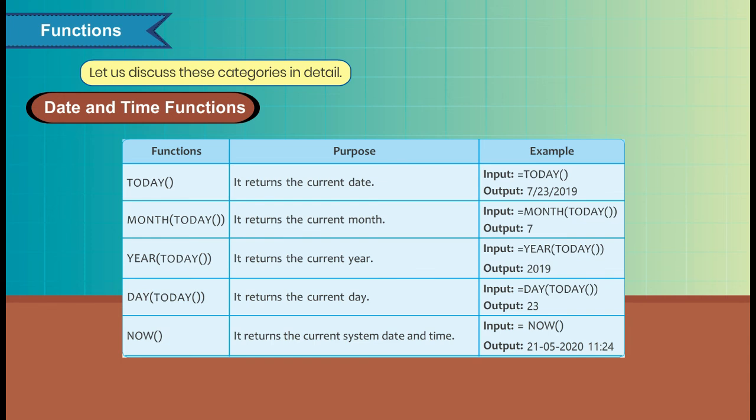DAY(TODAY()). It returns the current day. Input: =DAY(TODAY()). Output: 23. NOW(). It returns the current system date and time. Input: NOW(). Output: 21-05-2020 11:24. HOUR(time). It returns the hour for a given time.